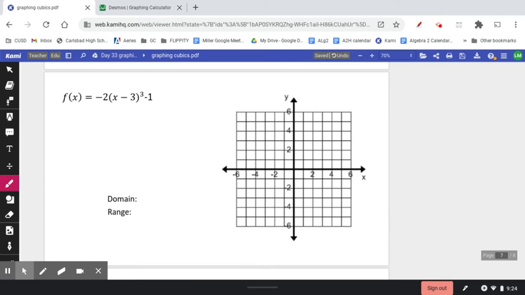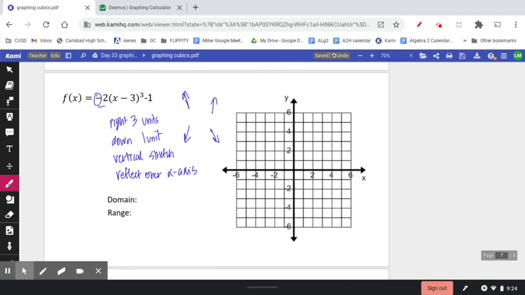All right. Next one here, I have x minus 3, so this is going to be right 3 units. I have minus 1 at the end, so this is down 1 unit. Now I have 2 things going on with my A value. First of all is 2, this is going to be a vertical stretch. And then I also have a negative sign, so this is going to reflect over the x-axis. All right, so instead of having a guy that looks like this, that's doing one arm up on the right, down on the left, it's actually going to flip and be the opposite and go up on the left, down on the right.